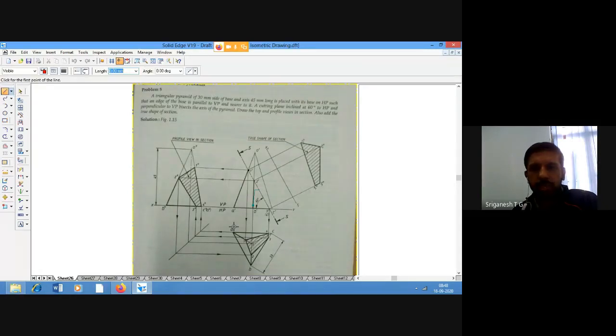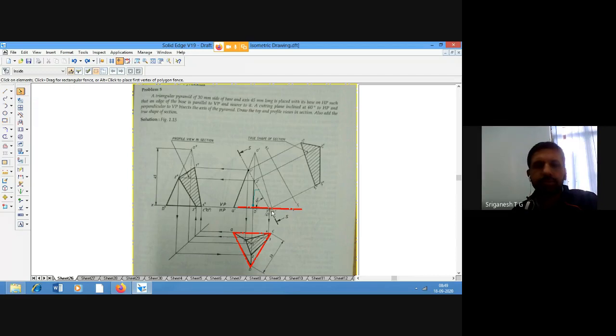So what he's telling over here is that you have to draw a triangle in such a way that one of the edges of the triangle should be nearer to VP and it should be parallel, right? That is the condition he has given. If not, we could have drawn it like this also. But if you draw it like this, no edge is parallel to the VP.